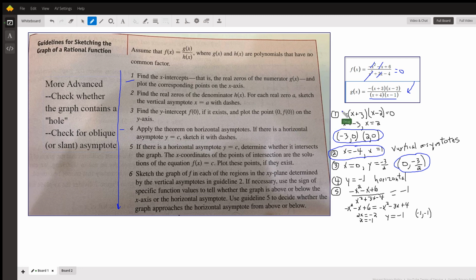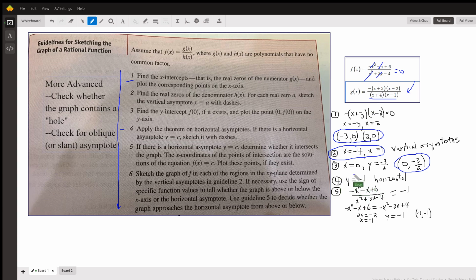What does that mean? Well, if the degree of the numerator equals the degree of the denominator, then the coefficients of the highest degree terms determine the horizontal asymptote. If the degree of the denominator is greater than the degree of the numerator, then the horizontal asymptote is y equals 0. And if the degree of the numerator is greater than the degree of the denominator, there is no horizontal asymptote. So in this case, the degrees are both 2, so negative 1 is the horizontal asymptote.